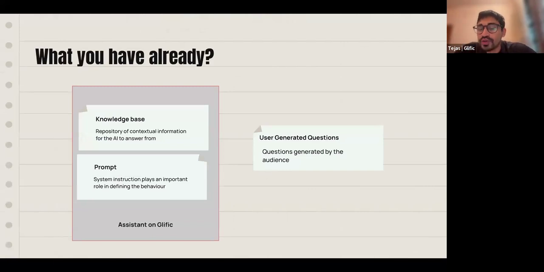For most orgs who are using Glyphic, what we already have is that you have created an assistant on the Glyphic platform, to which you have provided your knowledge base, so it has some files that you have provided. And second, you have given it a system prompt, which is nothing but instructions which define the context, the role for the AI, the instructions it has to follow while answering, and it has some examples. So this is what we already have.